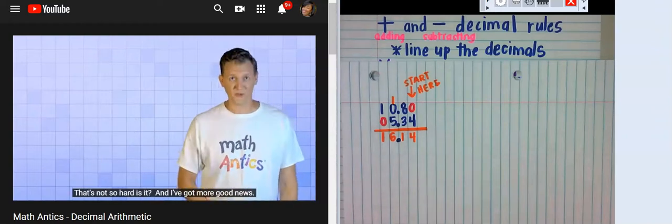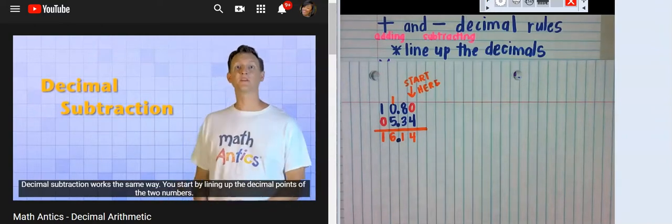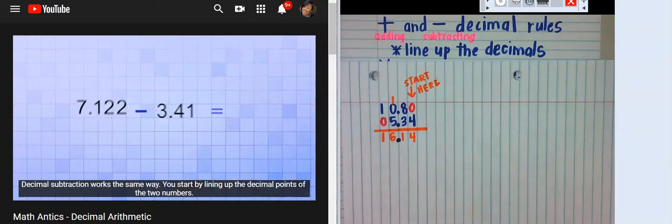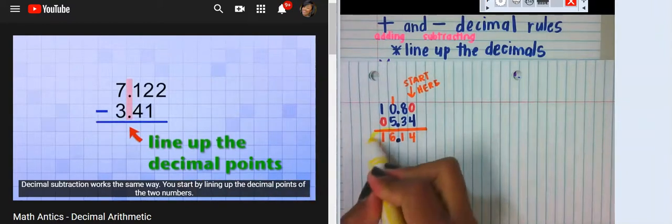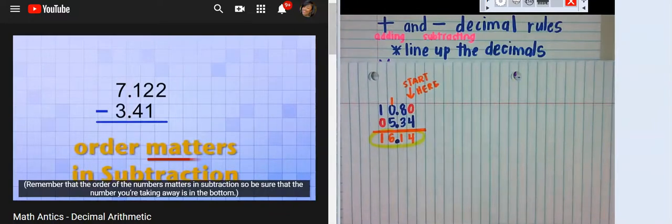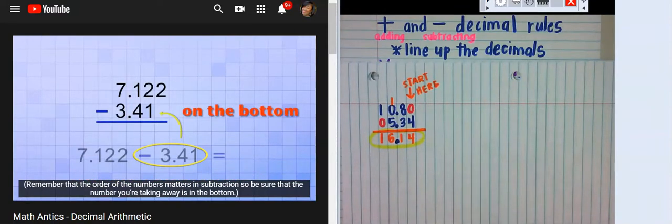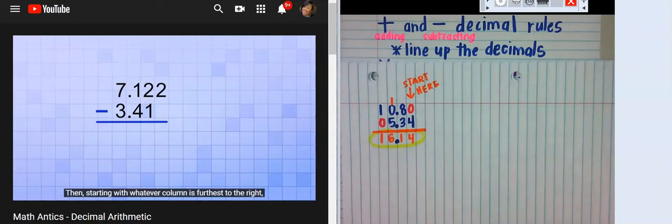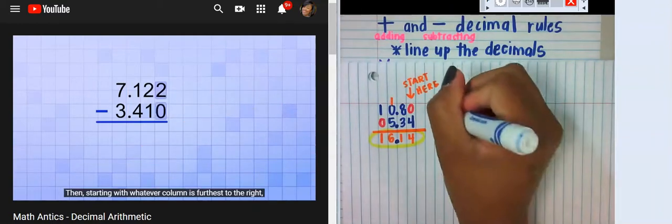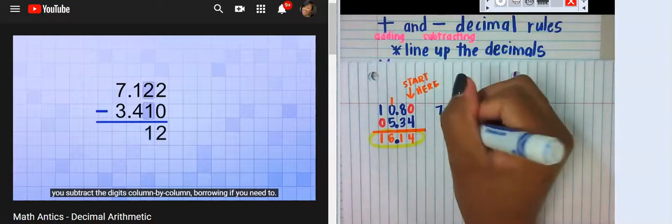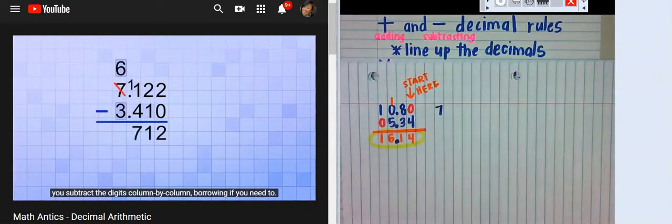And I've got more good news. Decimal subtraction works the same way. You start by lining up the decimal points of the two numbers. Remember that the order of the numbers matters in subtraction, so be sure that the number you're taking away is on the bottom. Then, starting with whatever column is furthest to the right, you subtract the digits column by column, borrowing if you need to. After that, you just bring down a copy of the decimal point, and you have your answer.